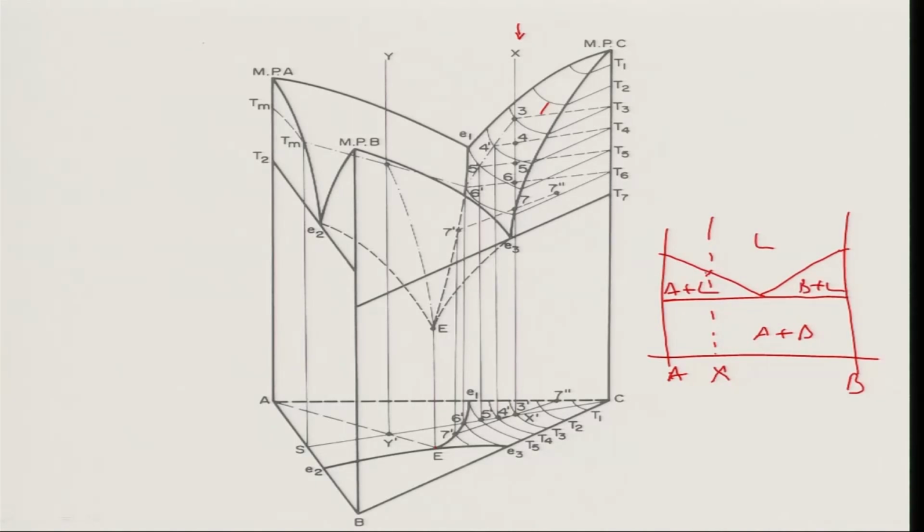If I cool it down, nothing will happen above this temperature. This is the temperature T1 or TL, it will remain liquid. Only if you cool it down below the temperature TL, it will start forming A, pure A, obviously, because there is no terminal solution here. Remember, this is in opposition to this phase diagram.